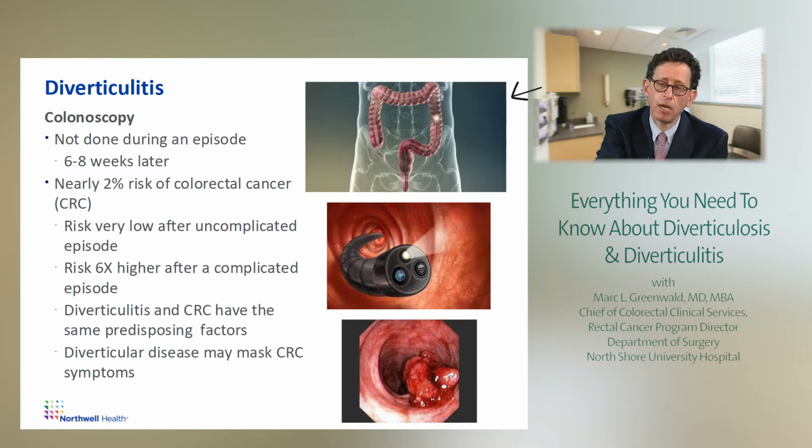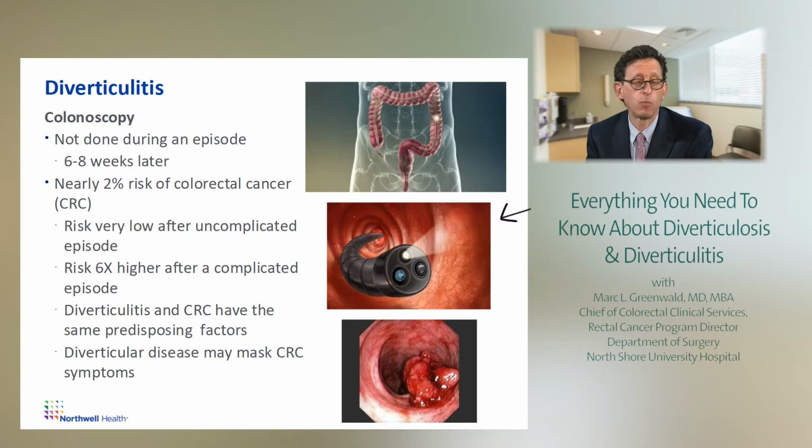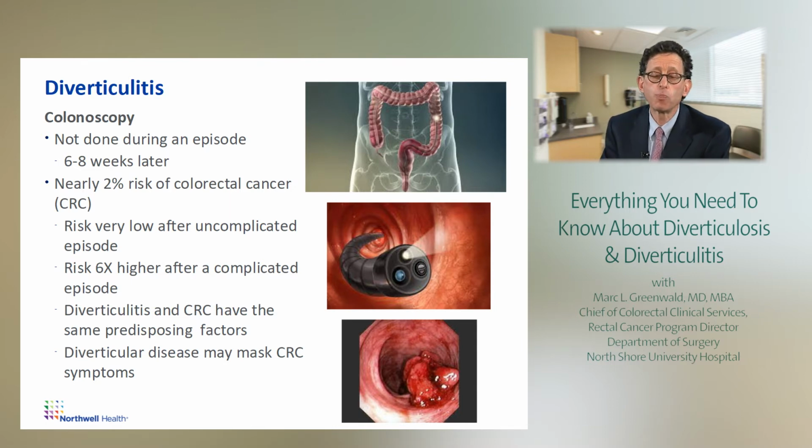You can see in this upper picture here, the picture of the colon and the colonoscope, which is a flexible tube with a light and a TV camera at the end inside the colon. In the middle picture, you could actually see the colonoscope with that light and with the lenses looking inside the colon. It turns out that almost 2% of patients who present with diverticulitis will have an associated colon cancer.